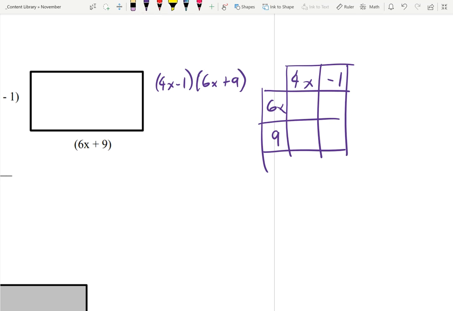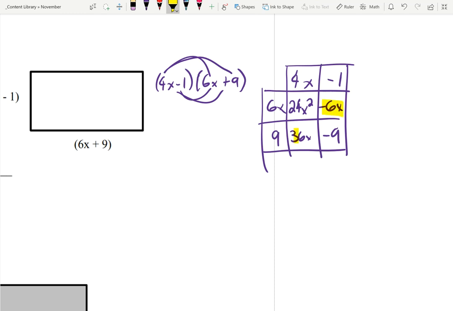So starting with 4x times 6x, that would be 24x squared. 4x times positive 9 is 36x. We also have to distribute the negative 1. So the negative 1 times 6x is negative 6x, and negative 1 times 9 is negative 9. So there's everything we need.